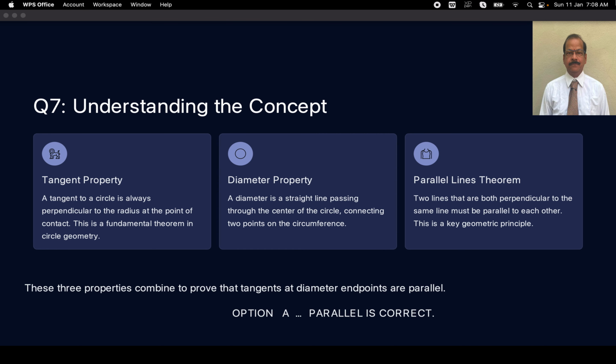Parallel lines theorem. Two lines that are both perpendicular to the same line must be parallel to each other. This is a key geometric principle. These three properties combine to prove that tangents at diameter endpoints are parallel. Option A, parallel, is correct.